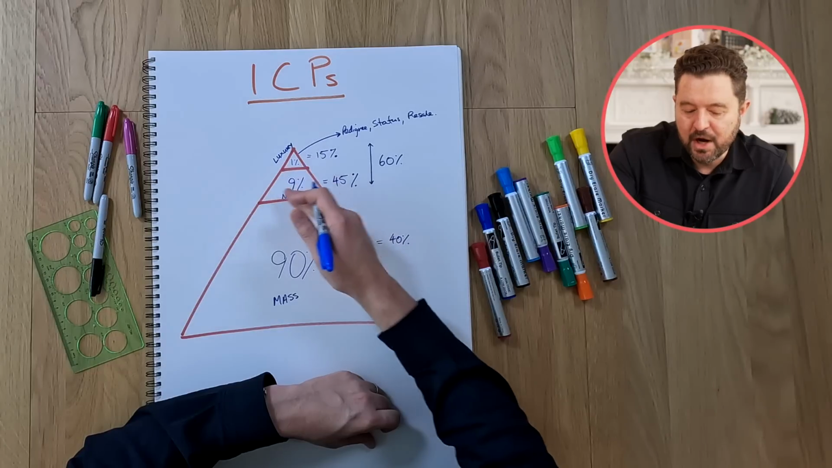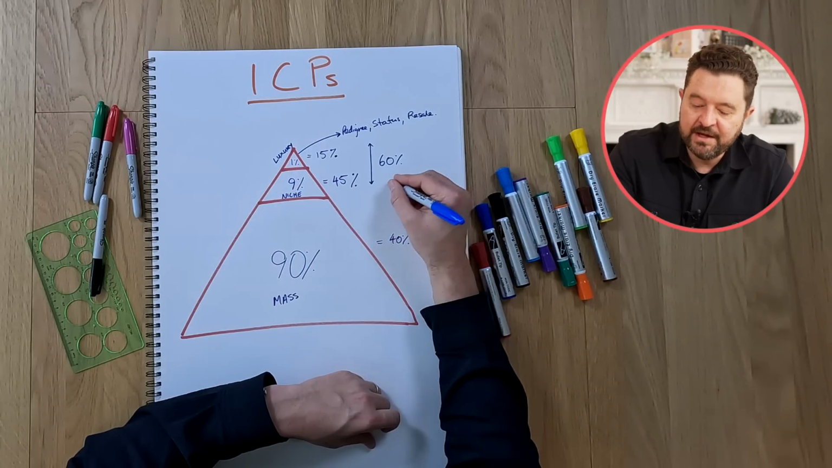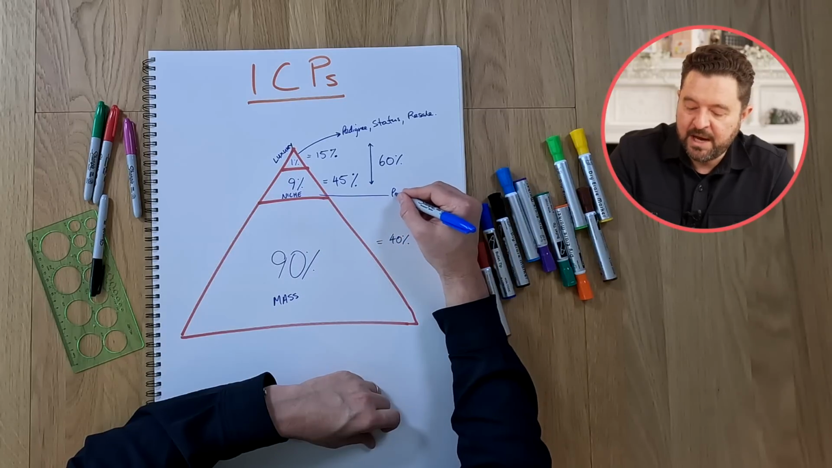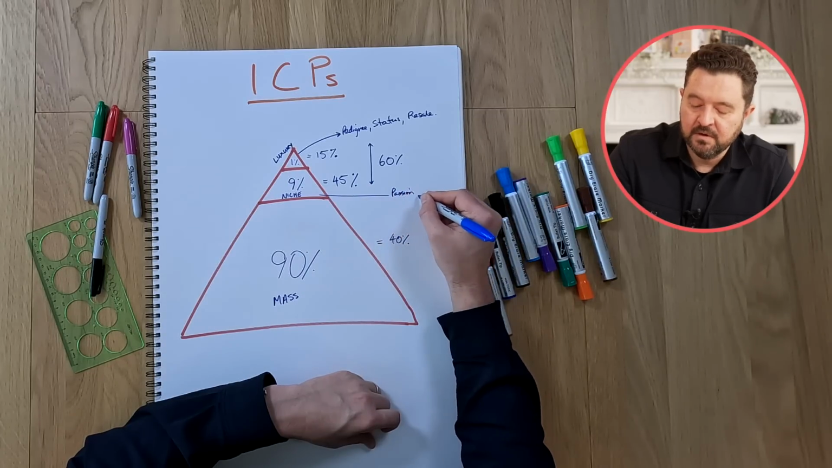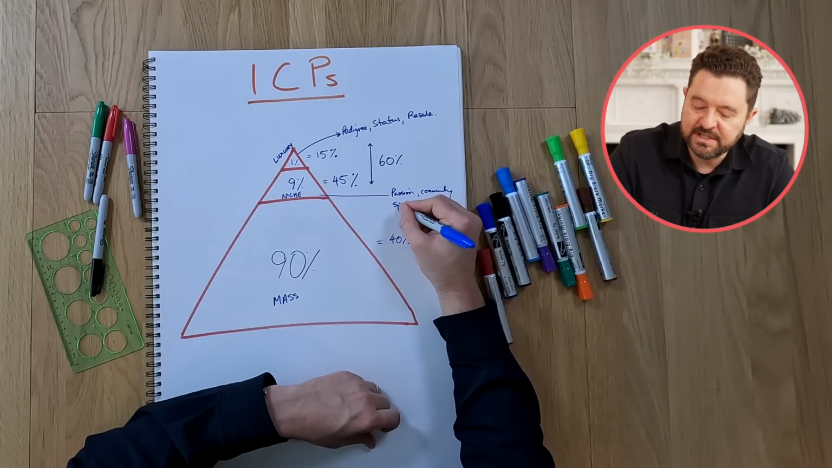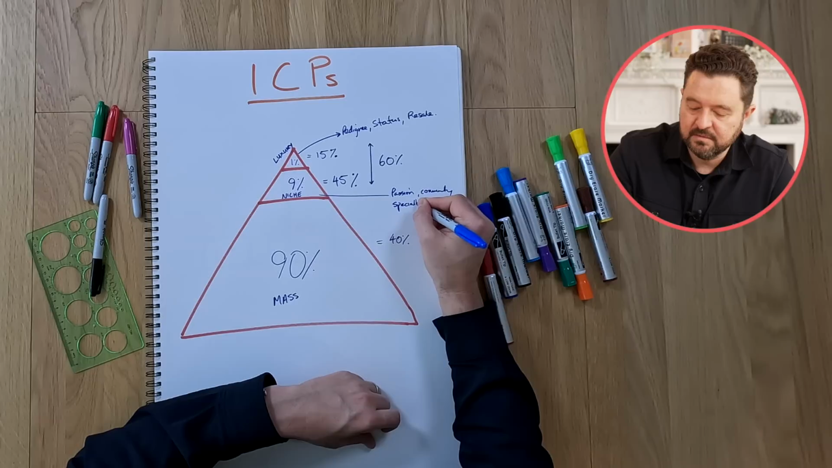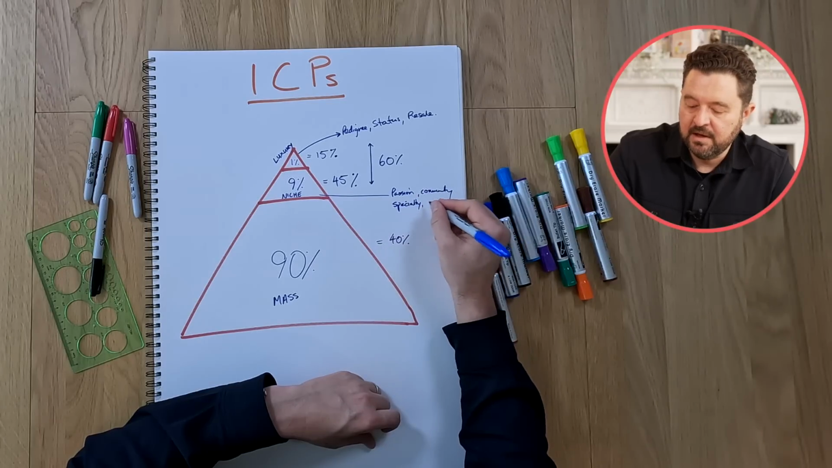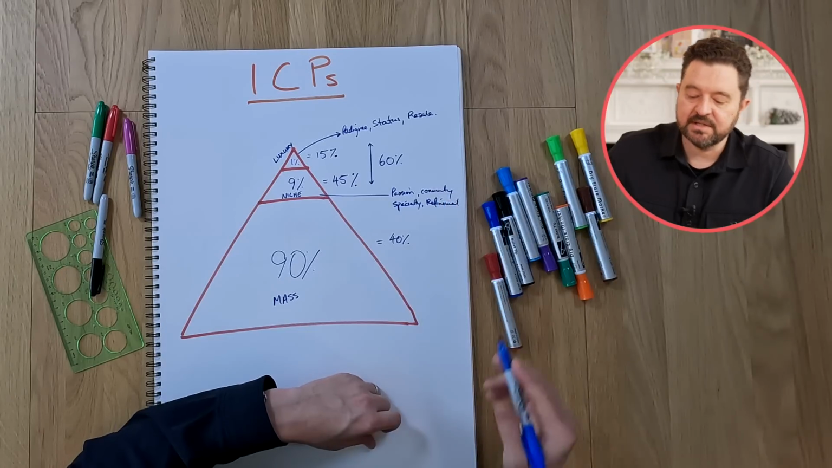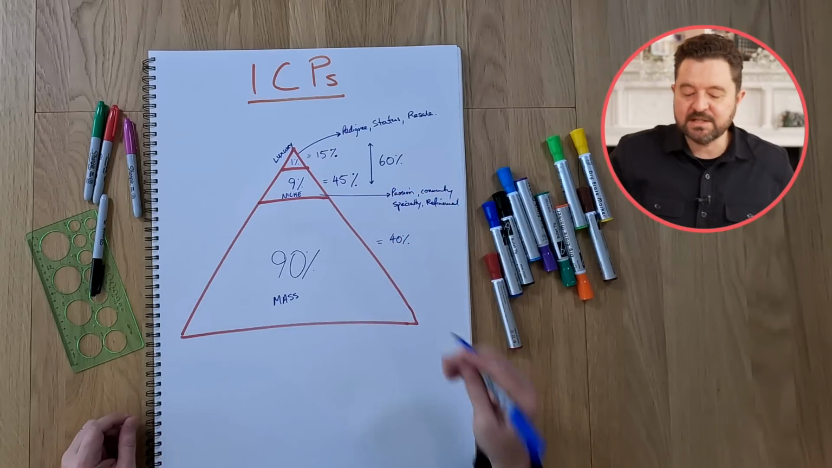Now here in this 9%, this is the niche market, they are interested in passion, community, specialty, and refinement based on all of those things. So what they're looking for is something that is special.